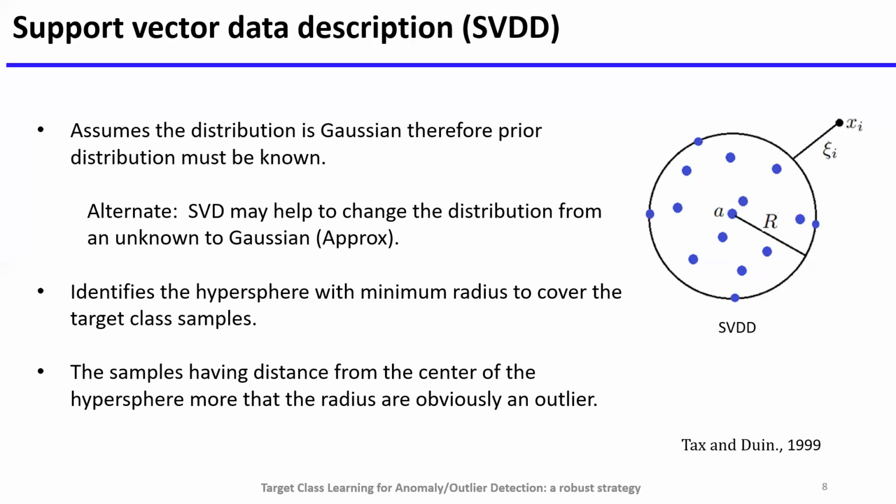So here in this diagram, we can easily see that if the radius of the hypersphere is R, and the distance of xi to a, the center of this hypersphere, is greater than R, then surely xi will be treated as an anomaly.